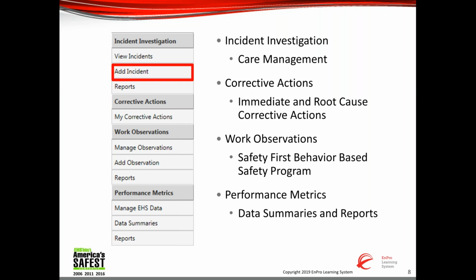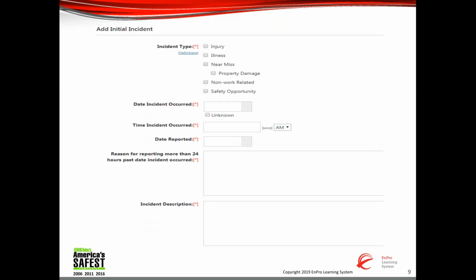To add an injury incident, let's click on the Add Incident tab in the menu. On this page, you fill out all of the incident information. SRS classifies incident type according to our safety system approach. This means that an incident could be a reportable injury, a near miss, incidents away from work, or safety opportunities.